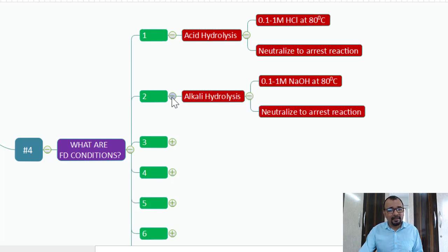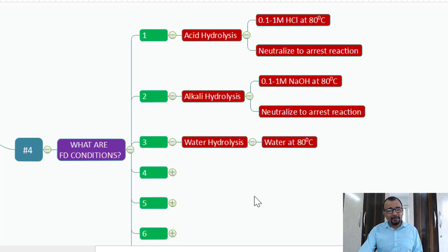The second can be the base hydrolysis or the alkali hydrolysis. So in this case, the experiment can be planned in a similar manner. Expose the drug product to 0.1 molar or 1 molar sodium hydroxide or maybe any other suitable alkali reagent, and then understand how much degradation you are able to achieve, and don't forget to neutralize the sample solution.